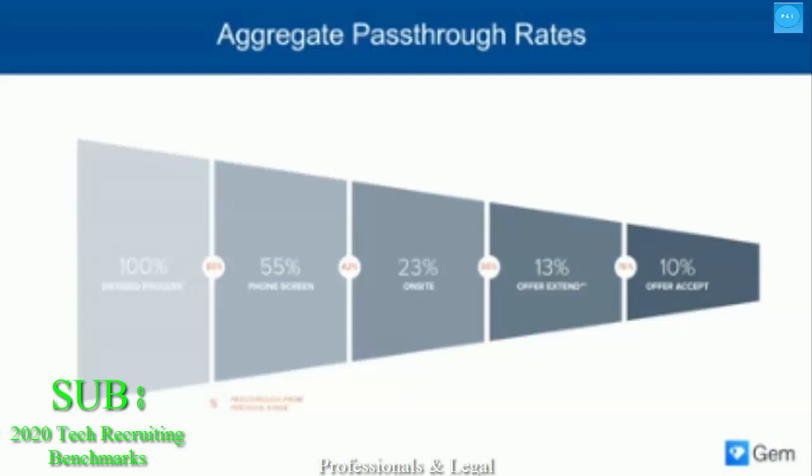You'll notice that there are 2 different sets of numbers here, pass-through rates from the very beginning and pass-through rates from the previous stage. So the 10% offer accept in the far right reflects that at the end of the day, 10 out of every 100 people that entered process got all the way through the process and accepted an offer. In between offer extend and offer accept, the 76% number reflects that 76% of people who were extended offers ended up accepting that. Hope that makes sense to everyone.